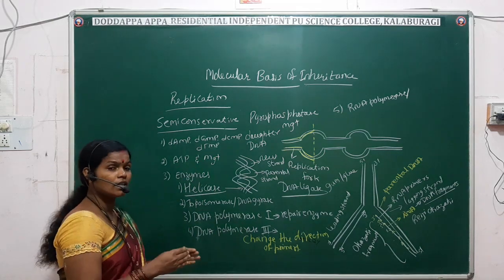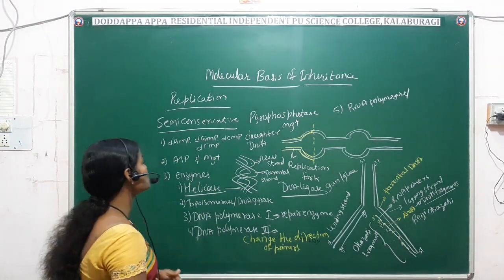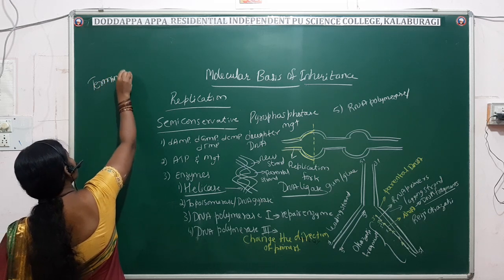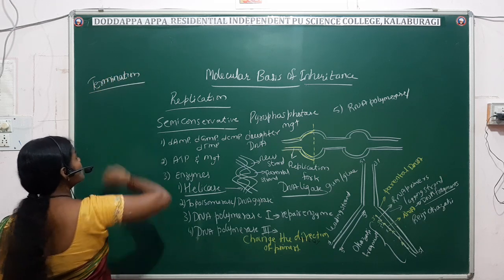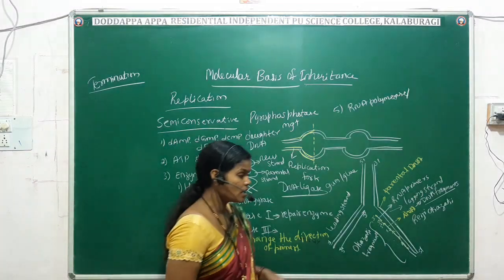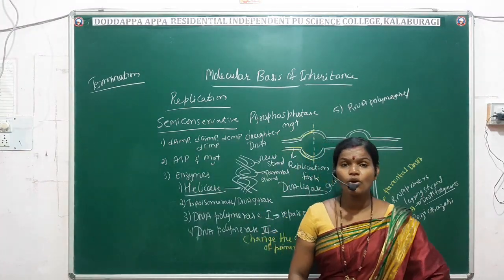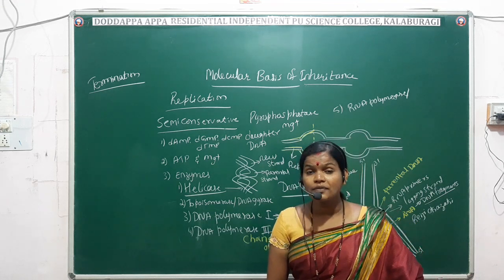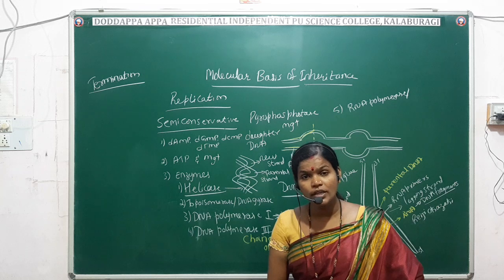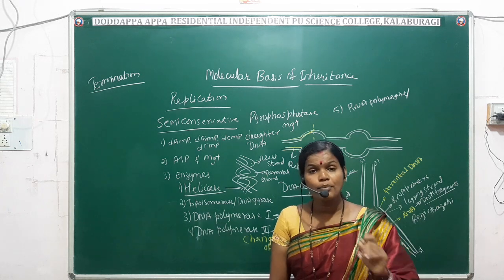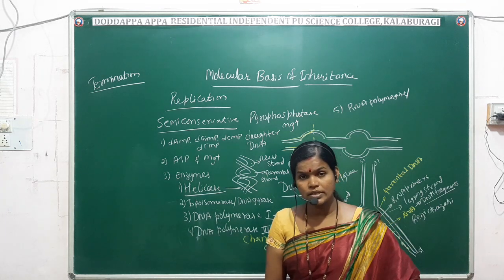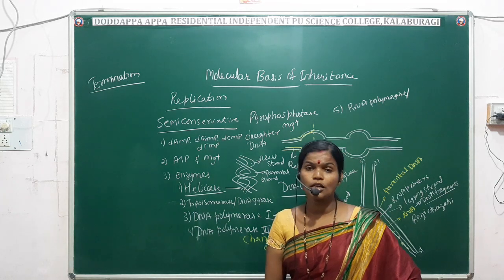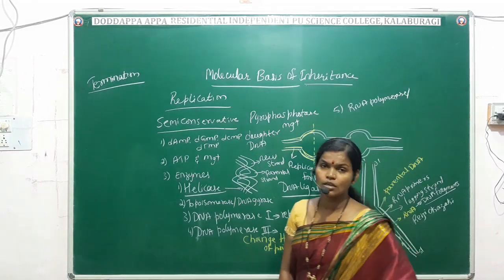That is, we can see the last step. The last step is nothing but termination, we will say. What is the last step here? Termination of the semi-conservative replication. Termination means stopping. After the synthesis of the newly formed daughter DNA, the process has to stop, is it not? So for that process of stopping, the last step is utilized, that is called termination.